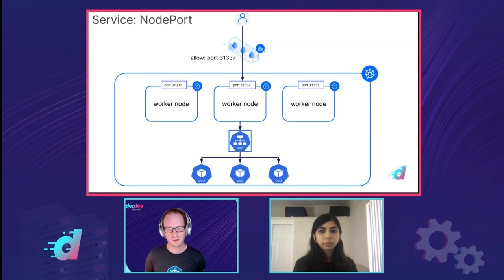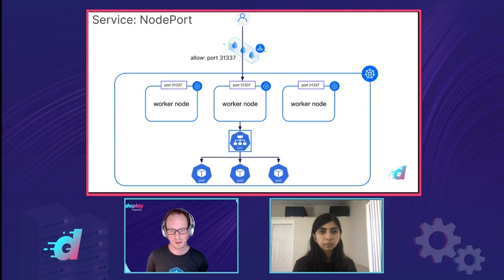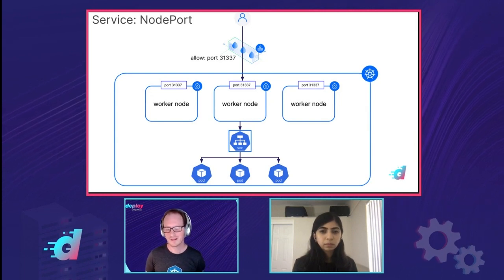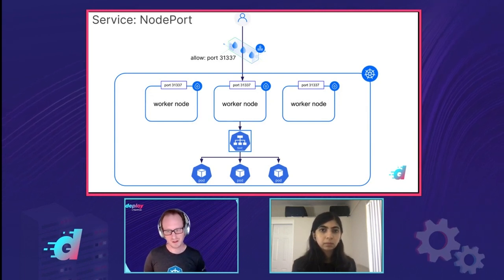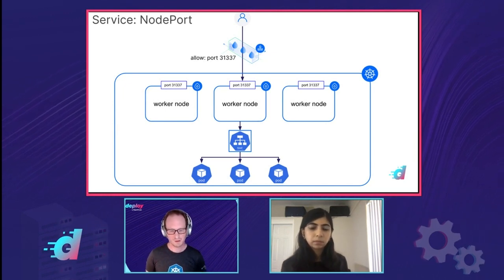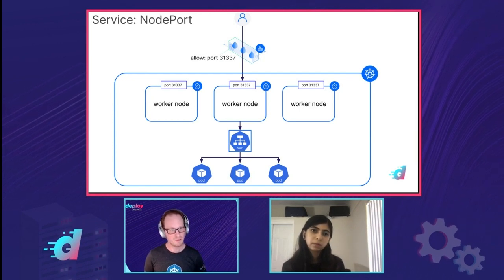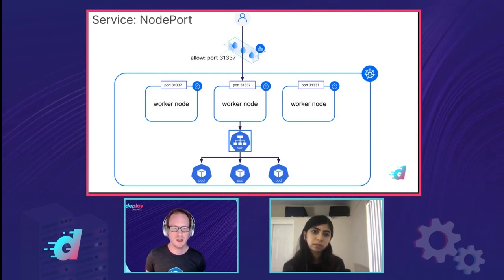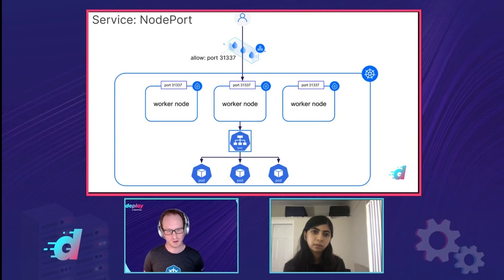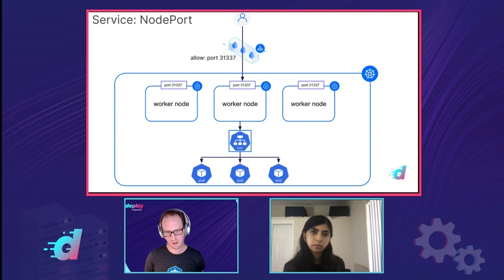So here's a little diagram showing how the traffic flows if you use a service of type node port. Note that the diagram is technically not super accurate. Its primary purpose is to show how the traffic flows. So in this example, we have a cluster with 3 pods fronted by a service, and we have 3 worker nodes. And because we use a service of type node port, that means we get this random high port, in this case 31337, associated on each of the worker nodes.